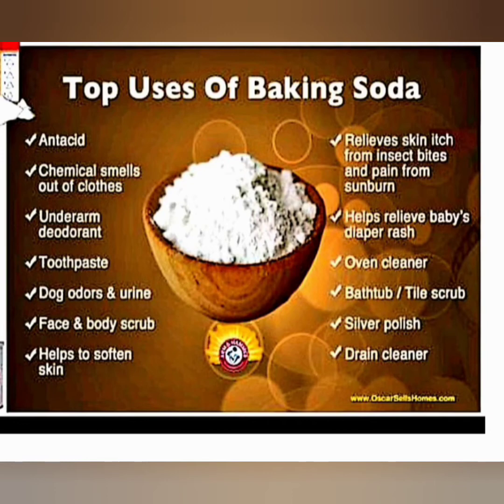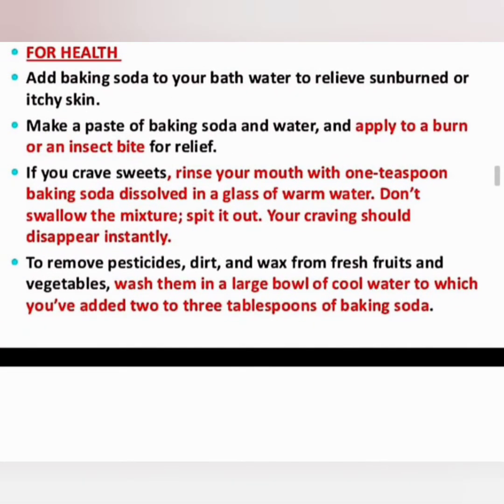Besides this, it relieves skin itch from insect bites and pain from sunburn. It helps relieve baby's diaper rash. It can also be used as an oven cleaner. It can be used in bathtub and tile scrub. It acts as a silver polish and also a drain cleaner. These are the best uses of baking soda.